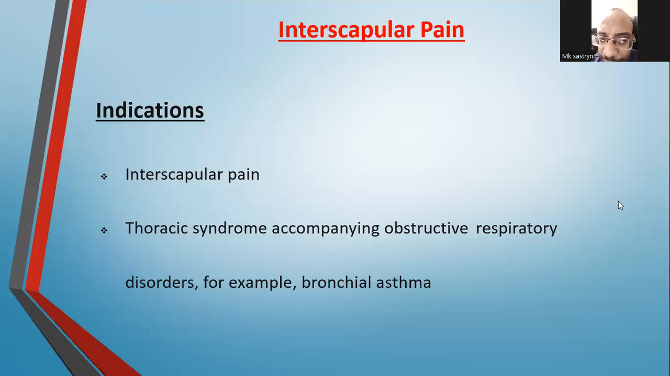So you will see intrascapular pain. It may be because of the thoracic syndrome also. You must be careful with obstructive respiratory disorder. COPD may be the chance. So chronic obstructive disorder may be the chance. So you have to be careful. But how to recover this pain? If it is musculoskeletal, how to do it. Instantly you can get recovered by this process. You can see.